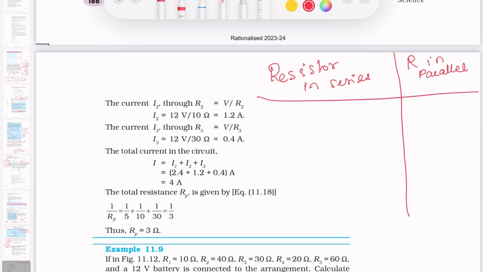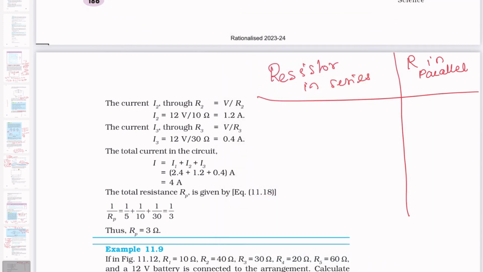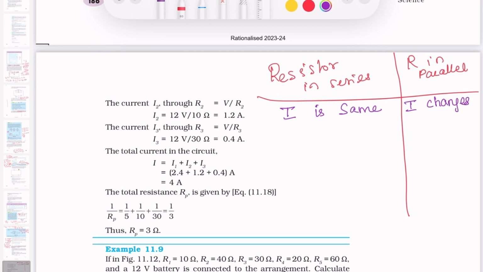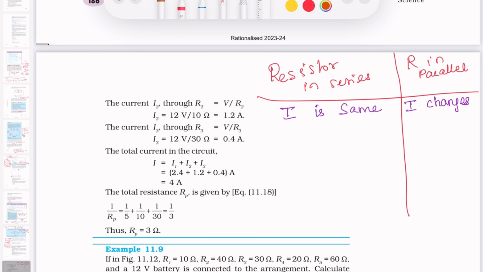So here, when we talk about the series, we know the current is the same. In parallel, current changes, I changes. Then in series, what about the voltage? Voltage changes, V changes. In parallel, V remains the same.